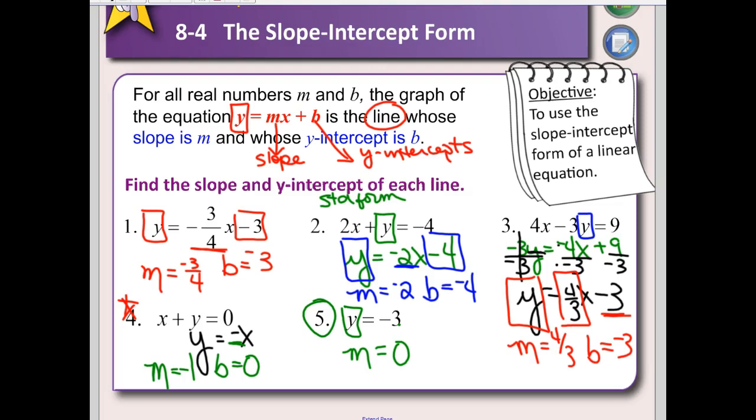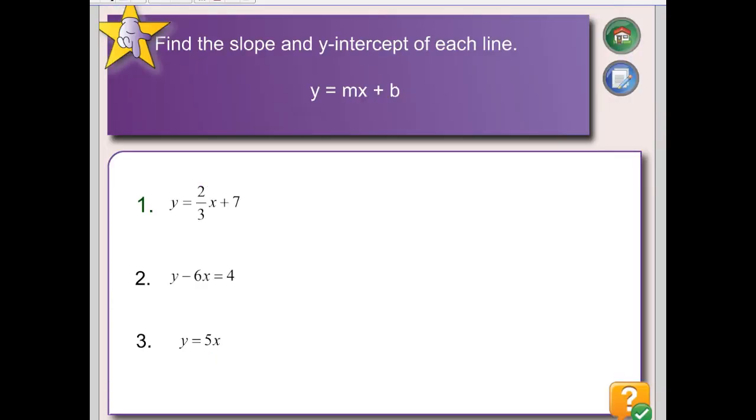Now, let's see how we're going to use this information. Let's go ahead. Everybody quickly look at slides, equations 1, 2, and 3, and let's quickly figure out what my slope is and the y-intercept. Ready, set, go.